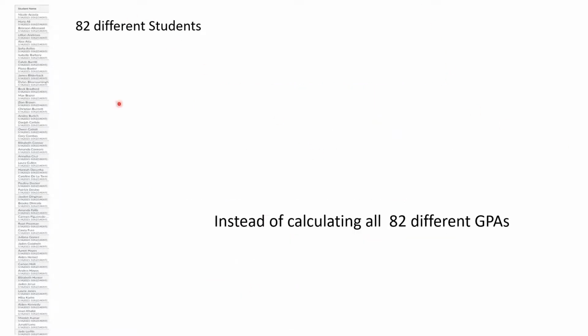So again, we go back, but this time, instead of calculating all 82 different GPAs, we will use another tactic.